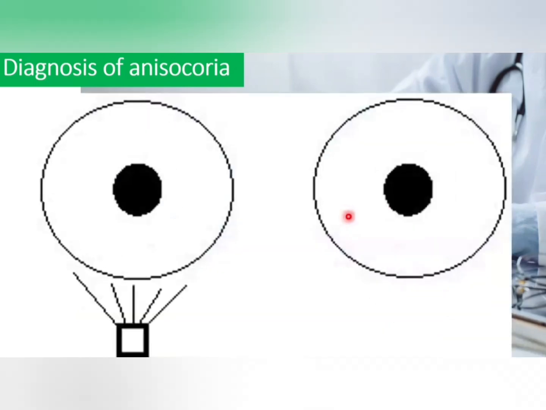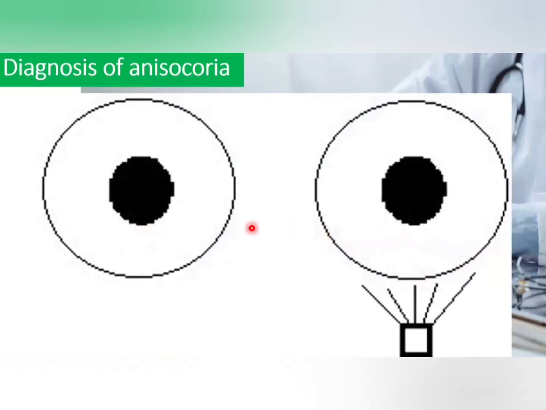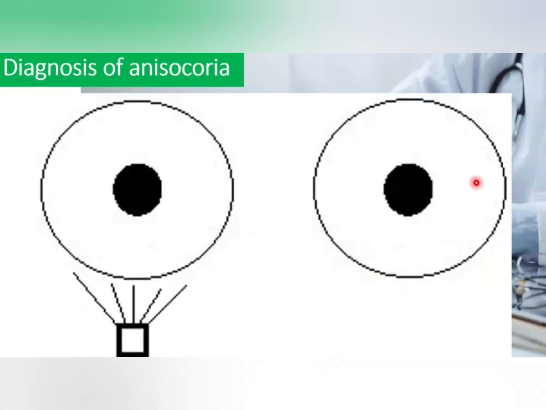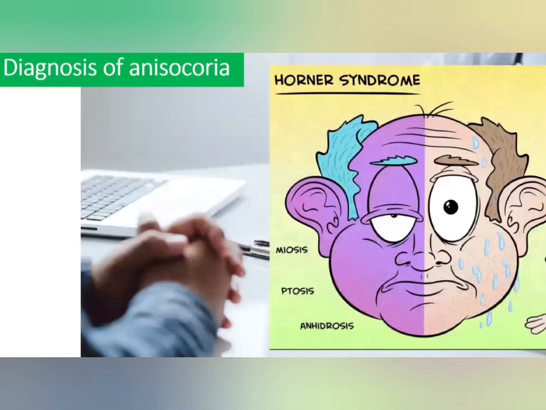Okay. And in this picture, you can see a measurement of RAPD. Here you can see the right eye is quite constricting where the light has fallen, but in the left eye, when light is shown, instead of constricting, the pupil is quite dilating. So that indicates this eye is having RAPD, or relative afferent pupillary defect. This also gives you the idea that the patient is having anisocoria because of a neurological abnormality. Okay, so that is very important.